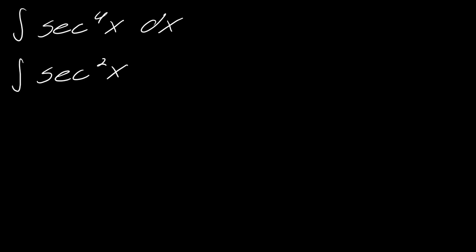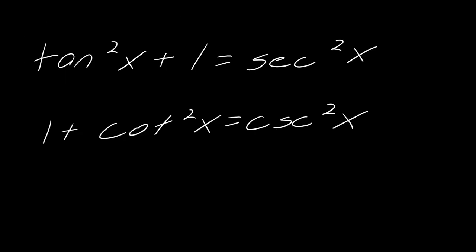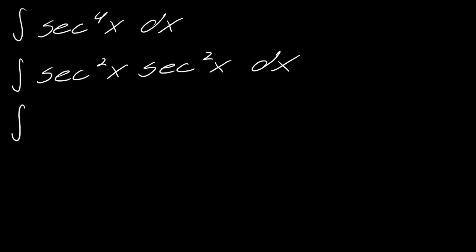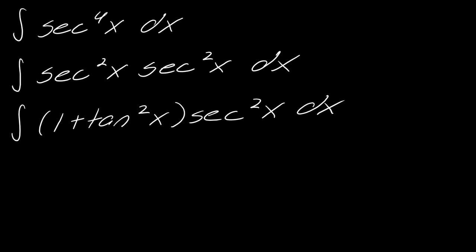So what I'm going to do is I'm just going to play around with this. I'm going to first write this out as secant squared x, secant squared x. And then I will go ahead and use my handy dandy identities from earlier, so I can use this little property here. So secant squared I can rewrite as 1 plus tangent squared. So this is going to be 1 plus tangent squared x secant squared x dx. And now I can already see where the substitution can go.